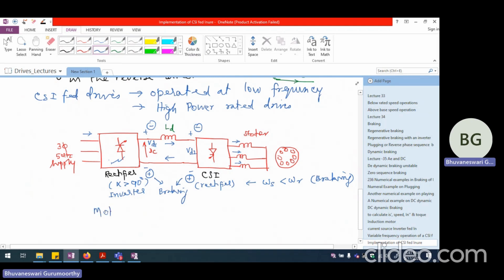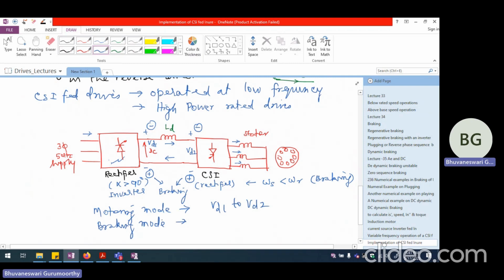So motoring mode, it was flowing from VD1 to VD2. That is what was happening. Whereas generating mode or braking mode, the current direction does not change. Only the voltage polarities change.